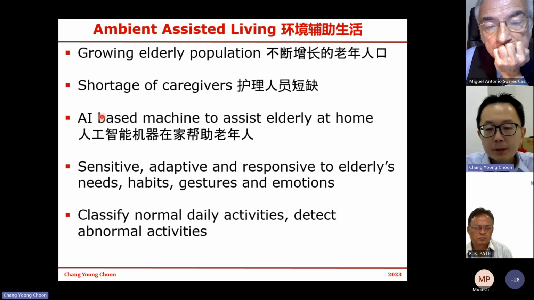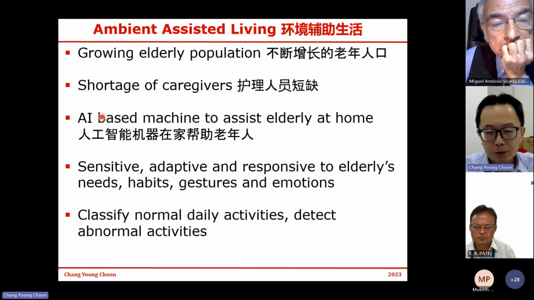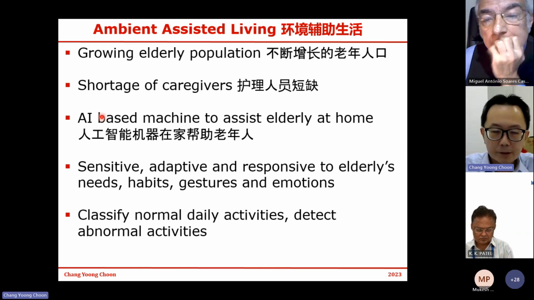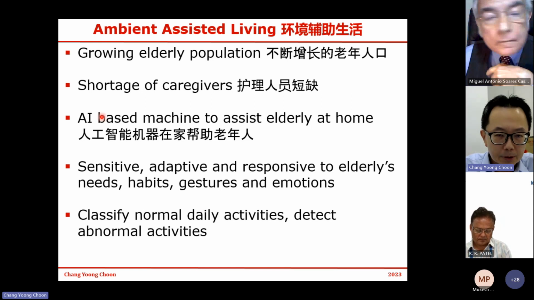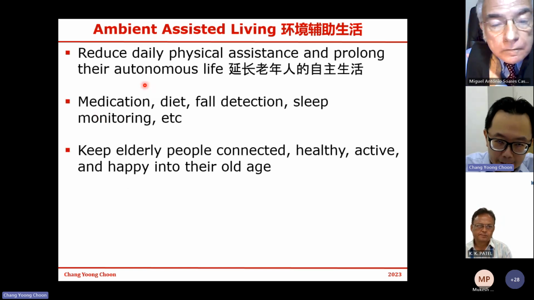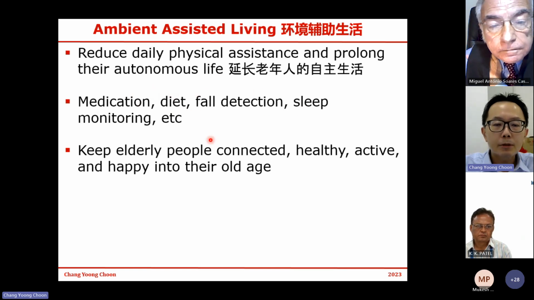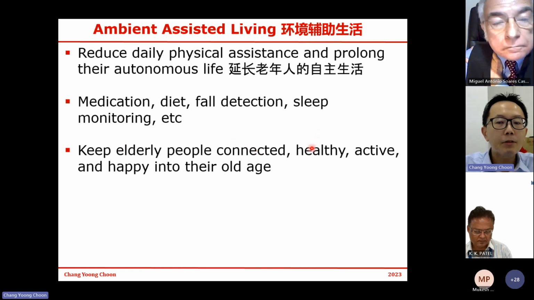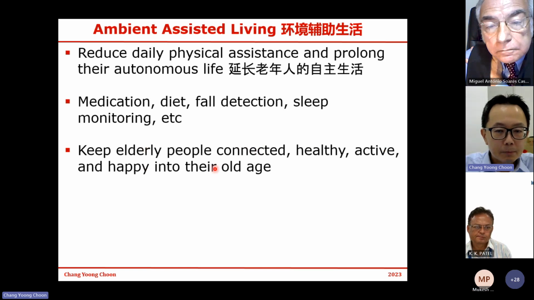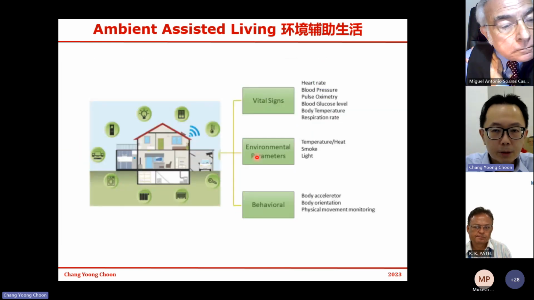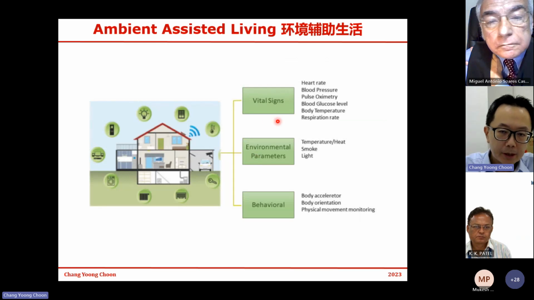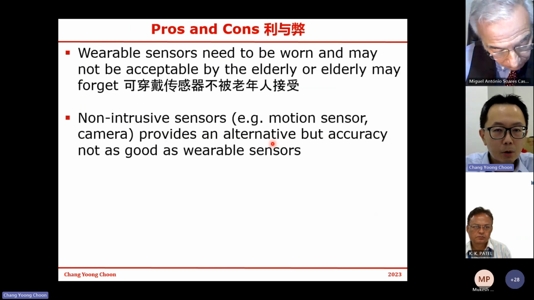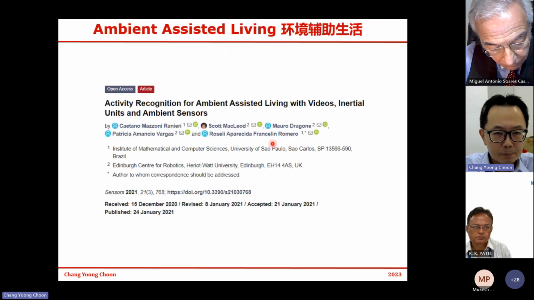By that time, our houses will probably have many different types of sensors, motion sensors and cameras, to monitor medication, to monitor diet, and whether or not there's a fall. The aim is to keep elderly people, probably 80 years old and above, connected, healthy, active, and happy into their old age. For example, you monitor vital signs and environmental behavior.